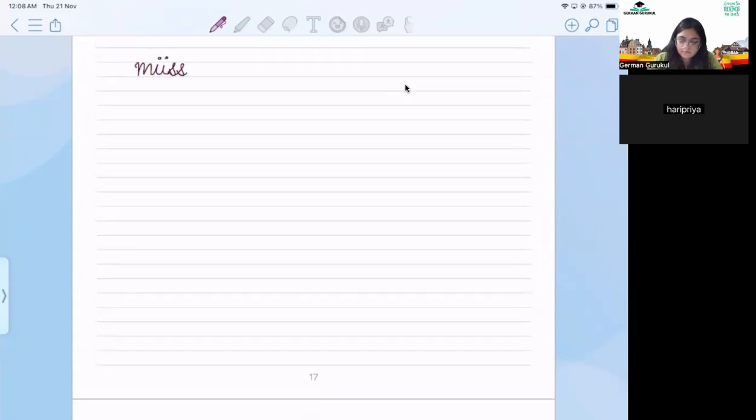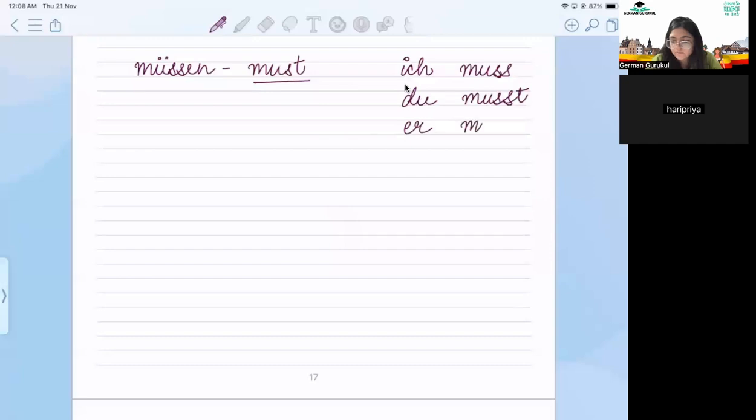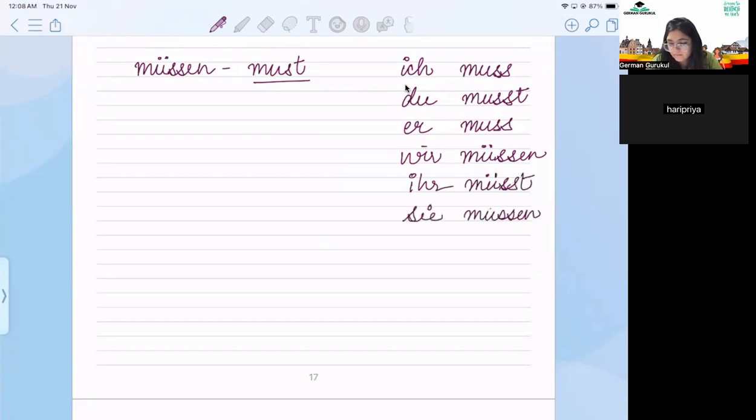Müssen. Müssen means must. Where there is a compulsion of doing something, we use müssen. So the conjugation is: ich muss, du musst, er/sie/es muss, wir müssen, ihr müsst, and sie müssen. Clear? Again, you can see we don't have umlauts in these three, and the conjugation of ich and er/sie/es is the same.